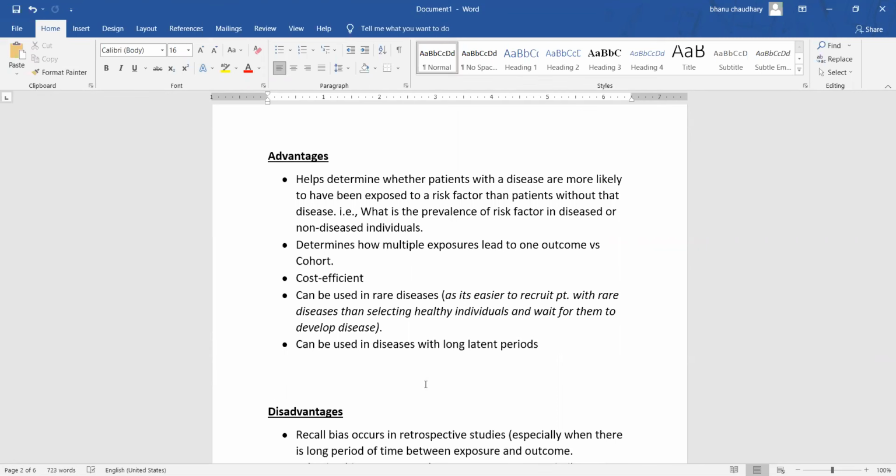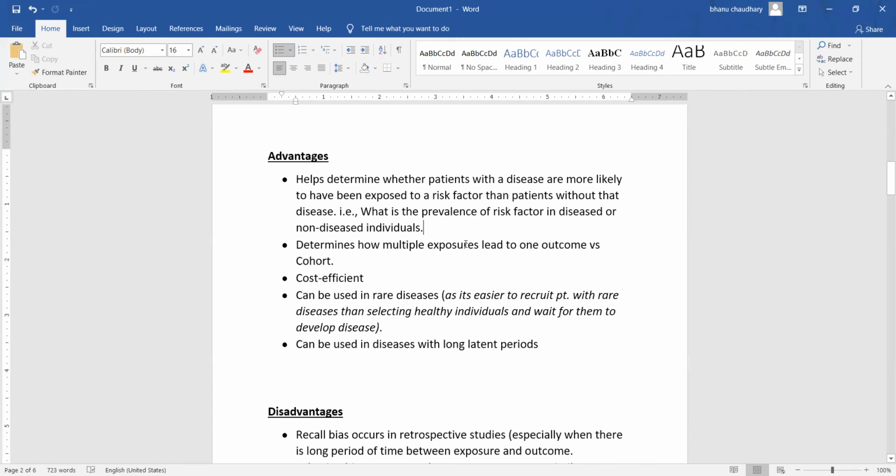Okay, so advantages: it helps determine whether the patients with the disease are more likely to be exposed to a certain risk factor or not, whether they have more chances of being exposed to a certain risk factor. What is the prevalence of a risk factor in the disease group or in the non-disease group? Simply, what is the prevalence of a risk factor in the disease group or in the non-disease group?